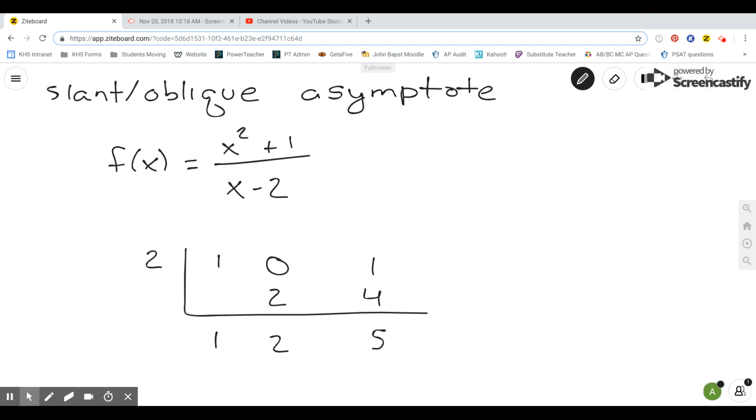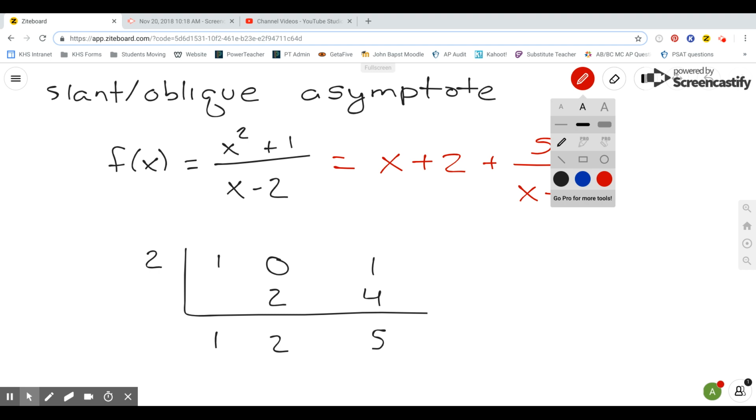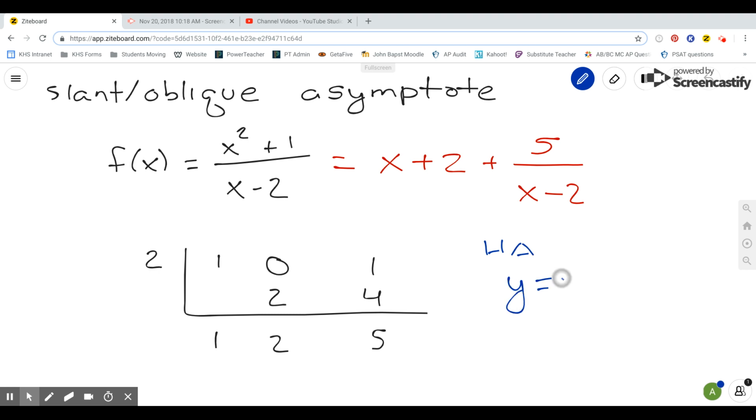So what we get is x plus 2 plus 5 over x minus 2. Again, think about x getting very, very large. 5 over x minus 2 is going to go to 0. So your slant asymptote, or your horizontal asymptote in this case, and I'm going to abbreviate that as HA, is y equals x plus 2.